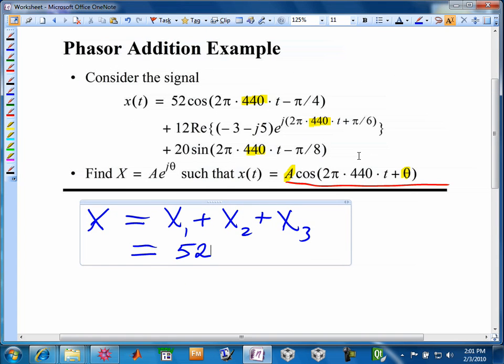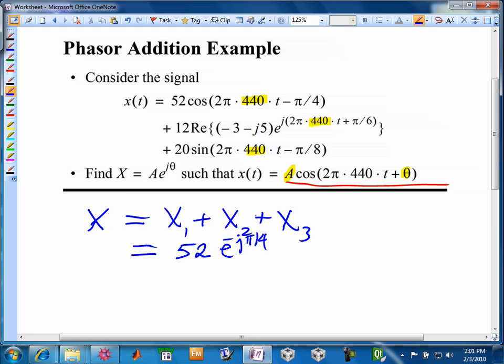you started off right, 52. Somebody else can step in. So what do we have for the first term here? What's x1? Okay. E to the j negative pi over 4. Yep. So he's just saying there's the amplitude of that first term. That's the A1, and that's the phi 1.